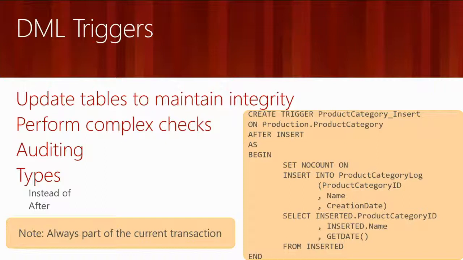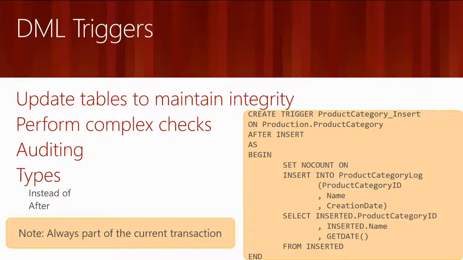The thing about a trigger is it gives me the ability to update tables to maintain integrity. Kind of the classic example is I have a table of orders. I want to keep that total due up to date, and I've got my order details somewhere else. The way that you're going to be able to do that is with a trigger. You could also do that to perform more complex checks that aren't available with a check constraint. And then last but not least is if you do need to potentially do some auditing as well.